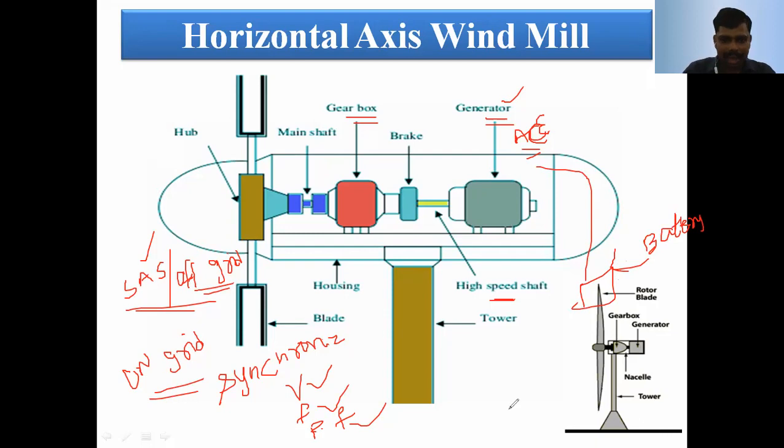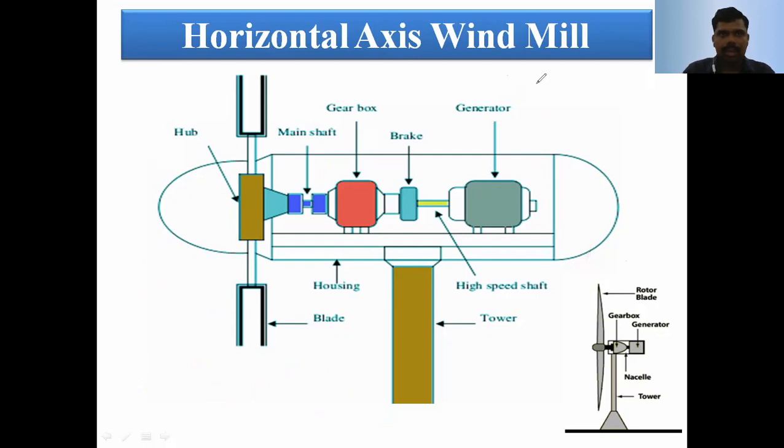And in the horizontal axis windmill, the tower structure is tall. The wind blades are rotating only in a 180-degree direction, as we have already discussed, that is, only for a particular direction. In the horizontal axis windmill, we use yaw control, which rotates the machine based upon the wind direction. In the horizontal axis windmill, more power is generated compared to the vertical axis windmill.